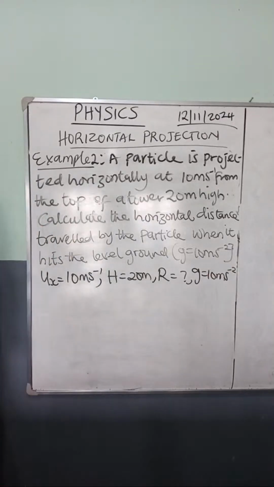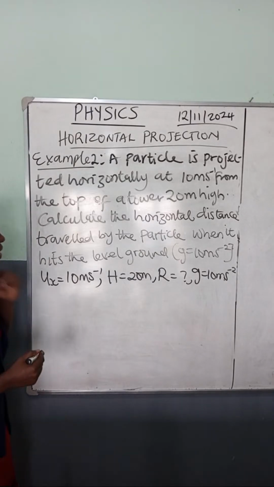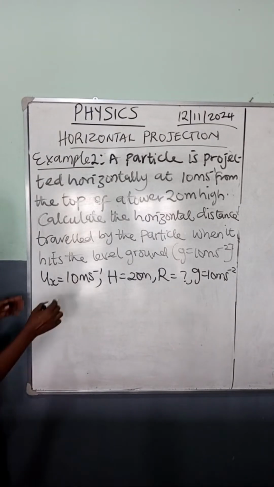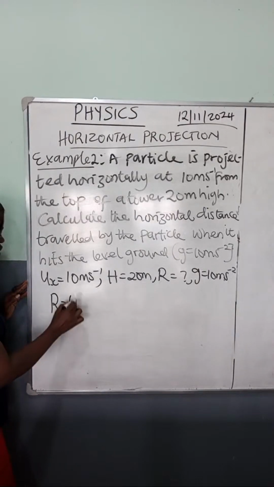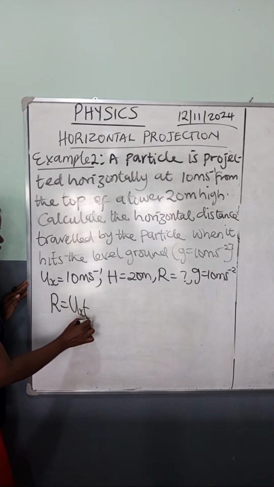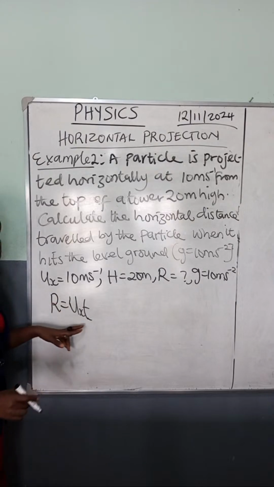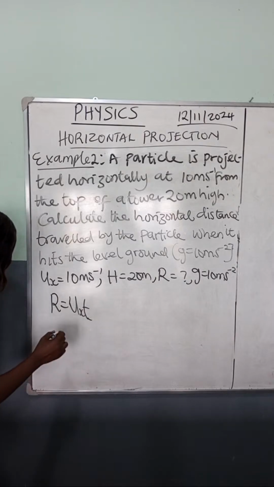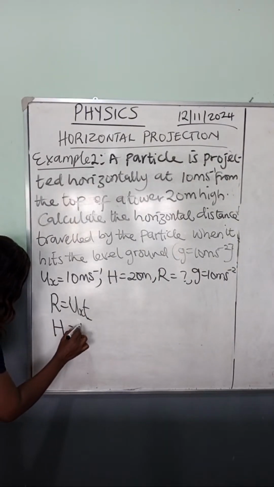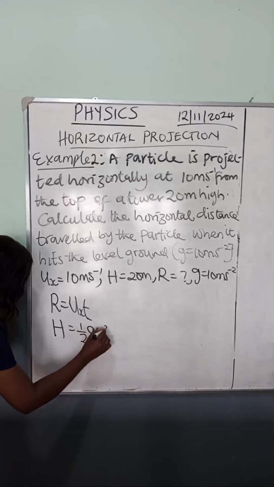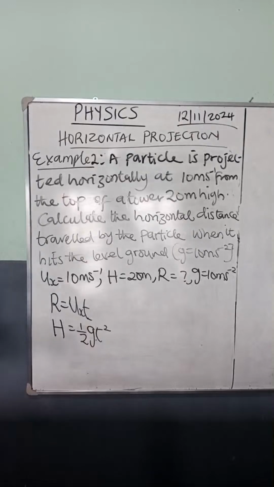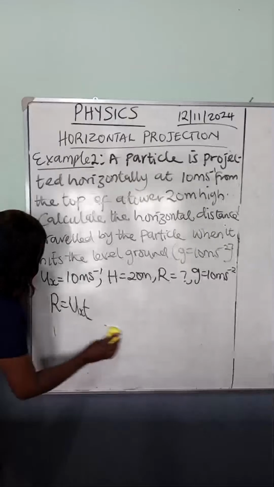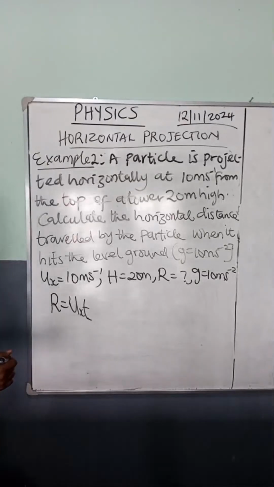10 meters per second squared. Okay? Now, for us to get the range, the formula for range R is equal to U times T. But do we have T? We don't have time. So we're going to find time using our height. Remember that H is equal to half g t squared. So the time for height is t equals 2H over g.